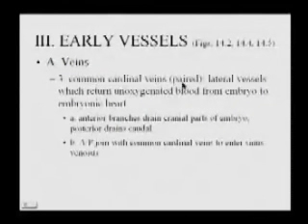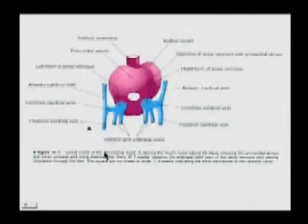The common cardinal veins, as we saw, they're paired. They are lateral vessels which return unoxygenated blood from the embryo to the embryonic heart. The anterior branches drain the cranial parts of the embryo, and the posterior obviously drain the caudal portion. The anterior and posterior join at the common cardinal veins to enter the sinus venosus.